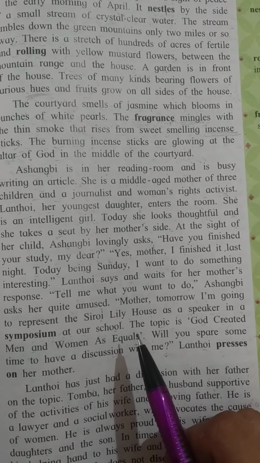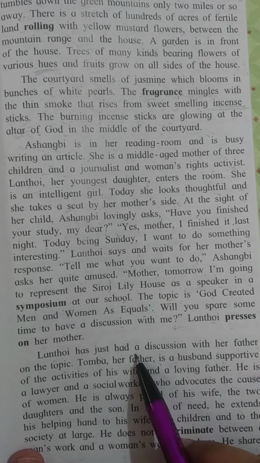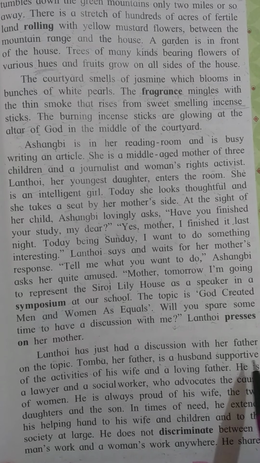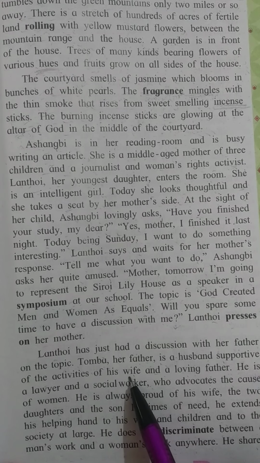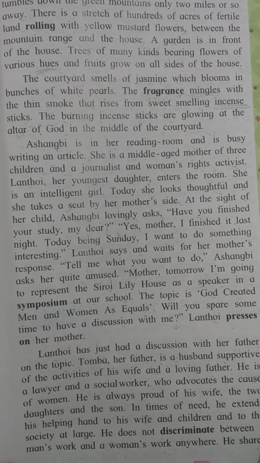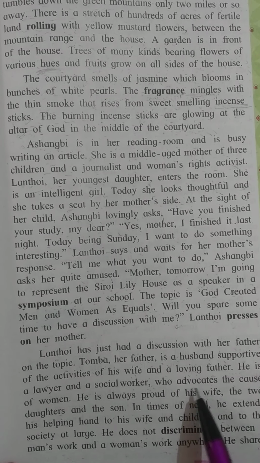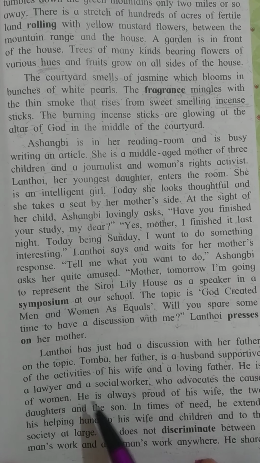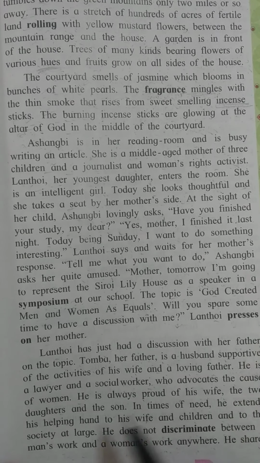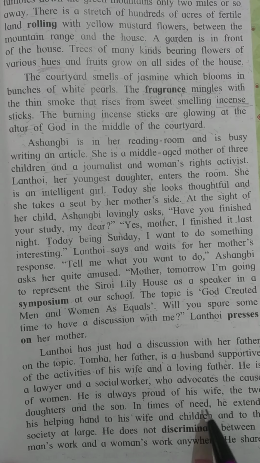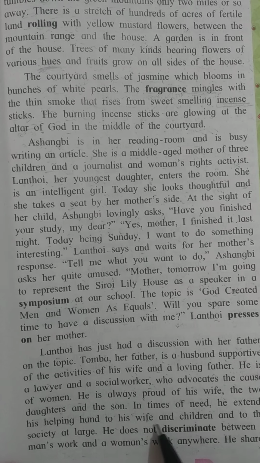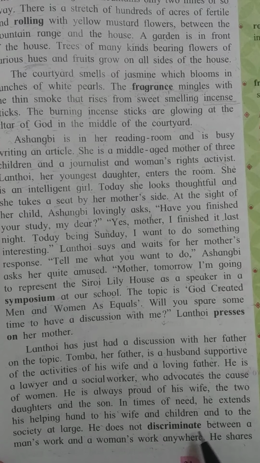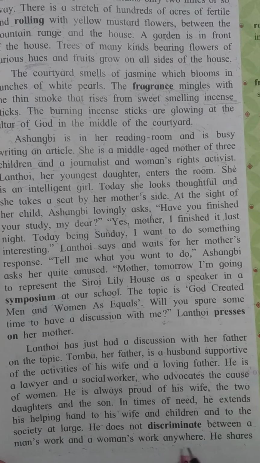Okay, now next paragraph. Lanthoi had just had a discussion with her father on the topic. Tomba, her father, is a husband supportive of the activities of his wife and a loving father. He is a lawyer and a social worker who advocates. Advocate means what? Supports. Who advocates the cause of women. He is always proud of his wife, the 2 daughters and the son. In times of need, he extends his helping hand to his wife and children and to the society at large. He does not discriminate between a man's work and a woman's work anywhere.